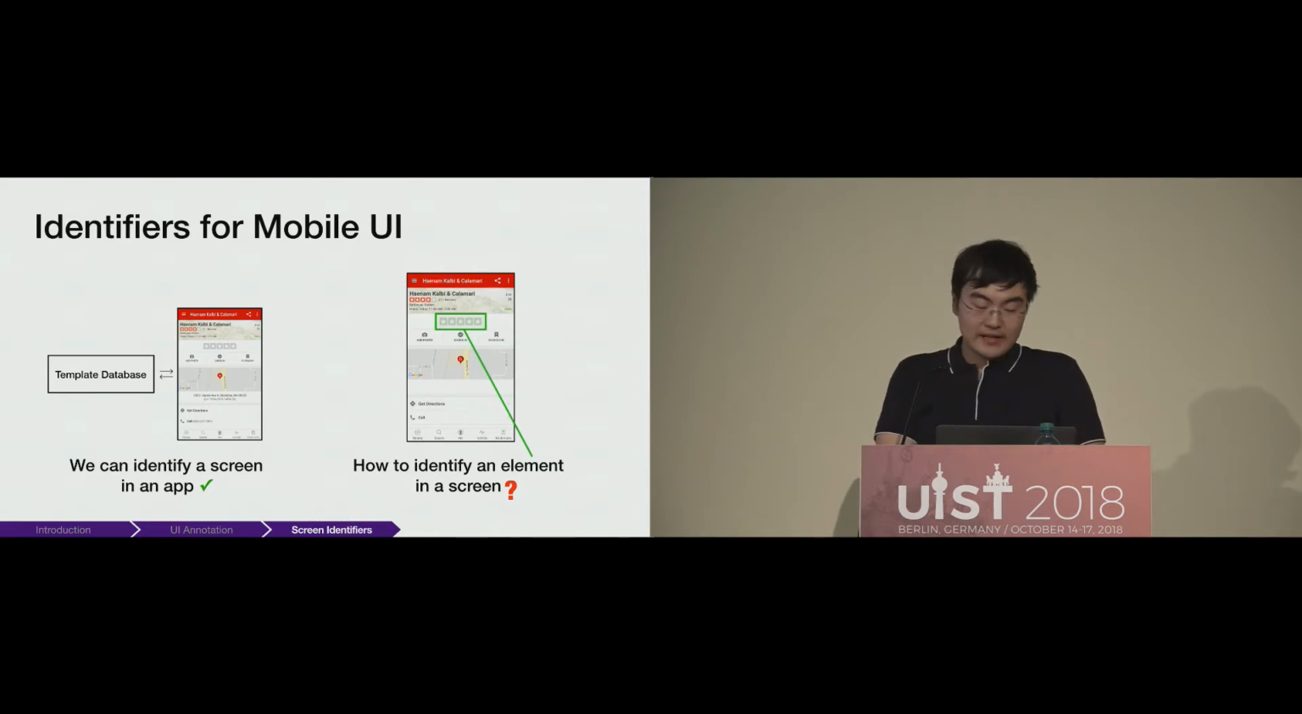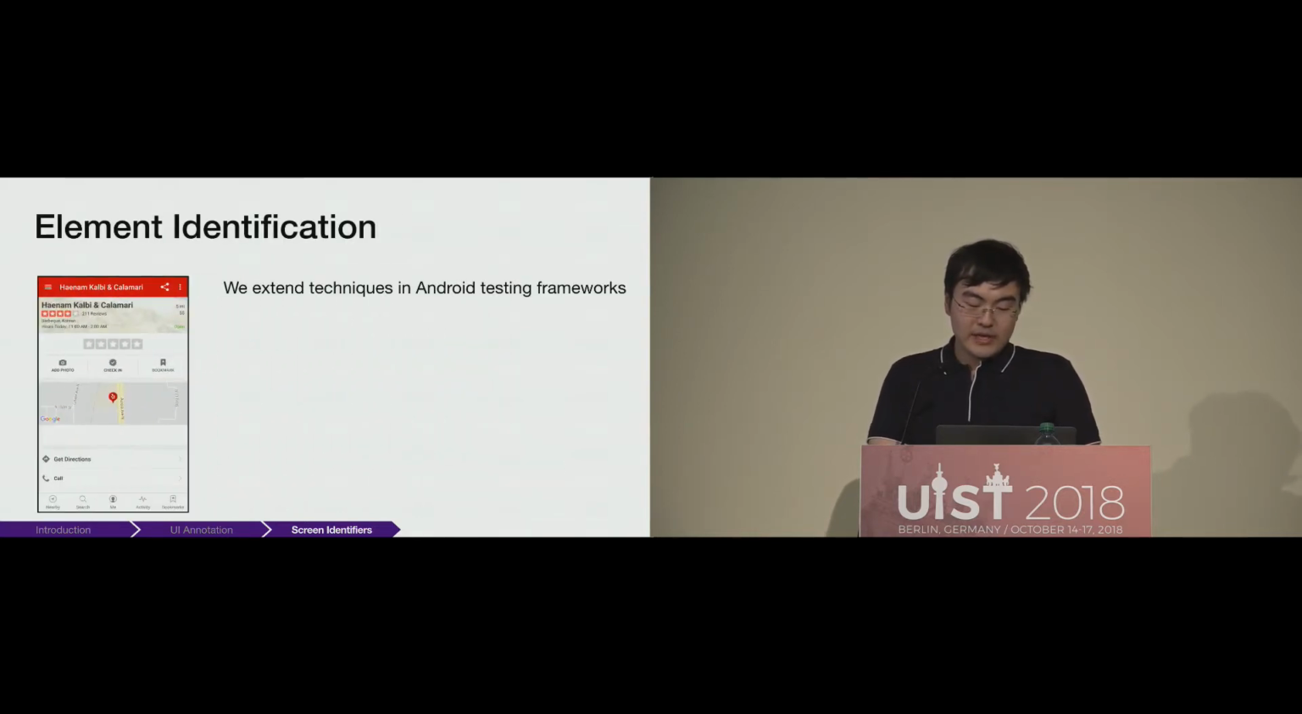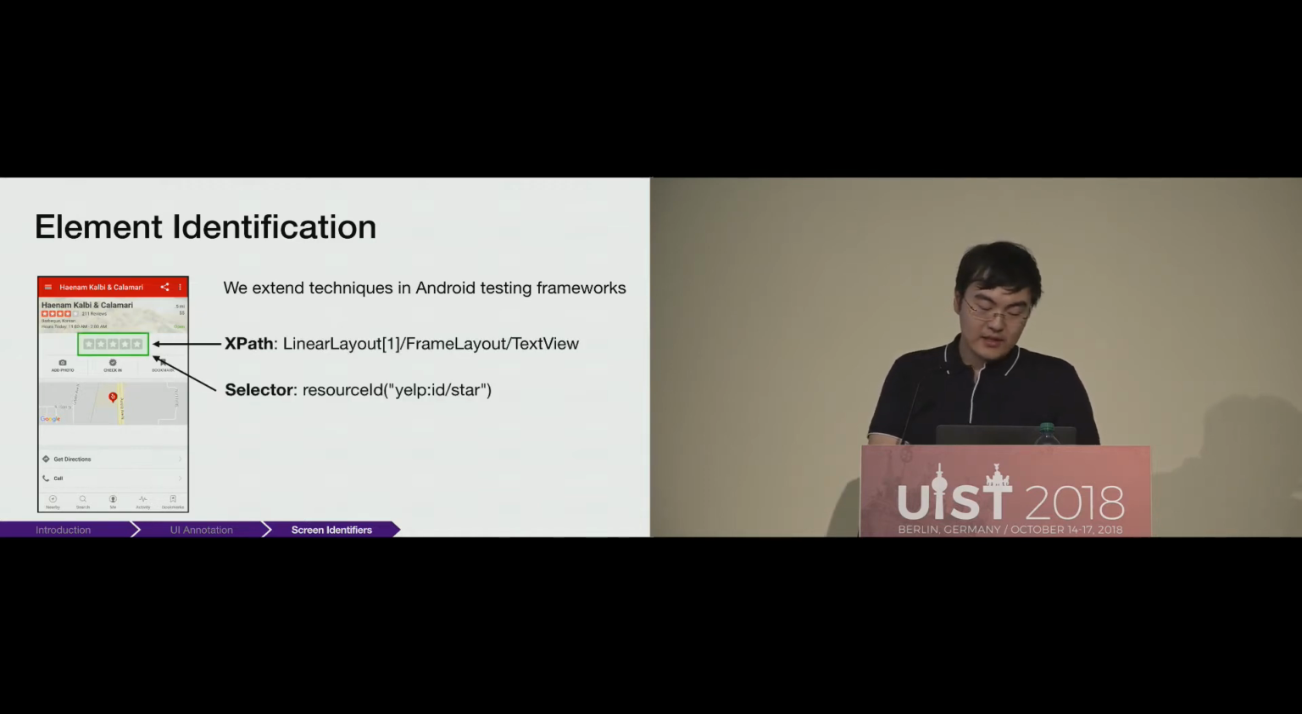So I just explained how we identify a screen in an app, which is a more challenging problem. In comparison, element identification is relatively straightforward, as we simply extend techniques in the Android testing framework with XPath and selector. We also extend new properties in selectors, which you can read the details in our paper.